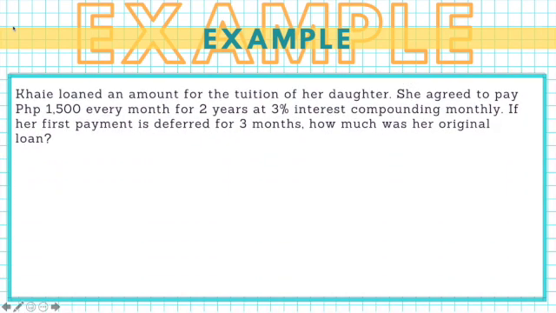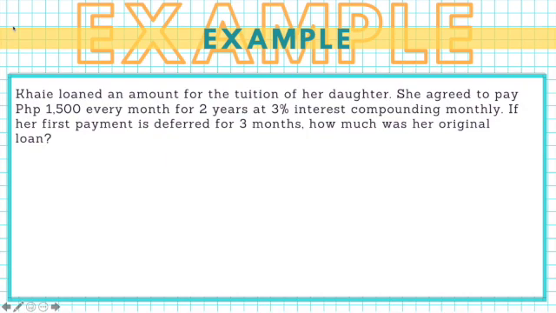Kai loaned an amount for the tuition of her daughter. She agreed to pay 1,500 every month for 2 years at 3% interest compounding monthly. So if her first payment is deferred for 3 months, how much was her original loan?